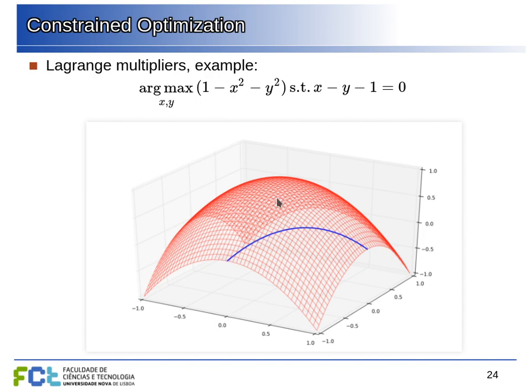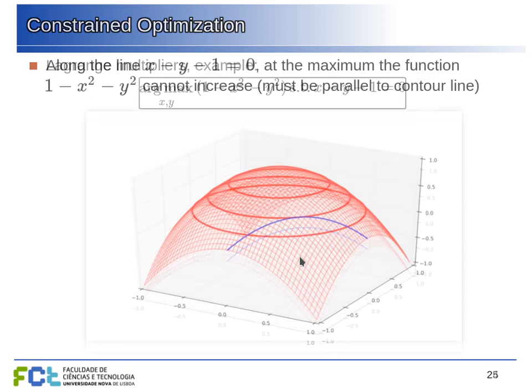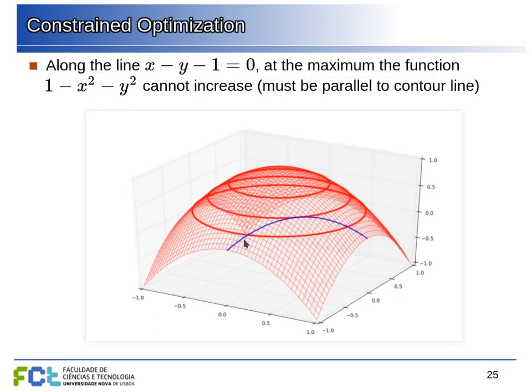To solve this, we can consider that when we reach the maximum along this line, that means that the gradient of the function we are trying to maximize in this direction is going to be 0. So it means we have reached a point where the line is parallel to the contour line of the function we are trying to optimize, because at that point the function no longer increases or decreases in this direction, and that is the definition of a contour line.